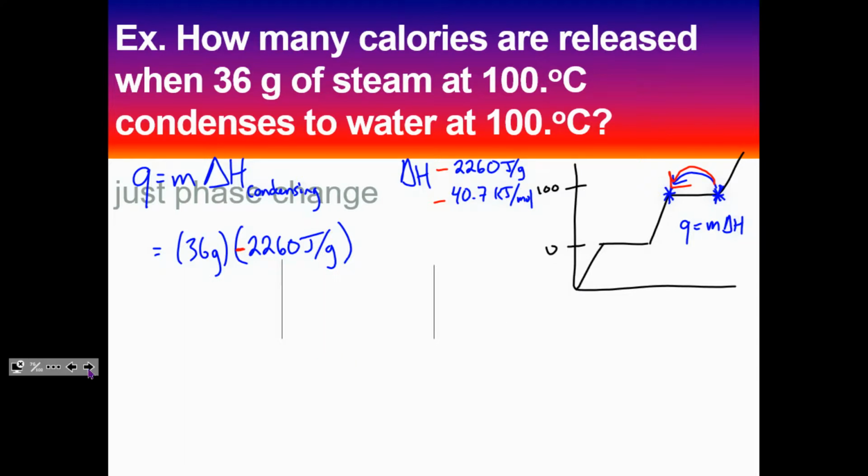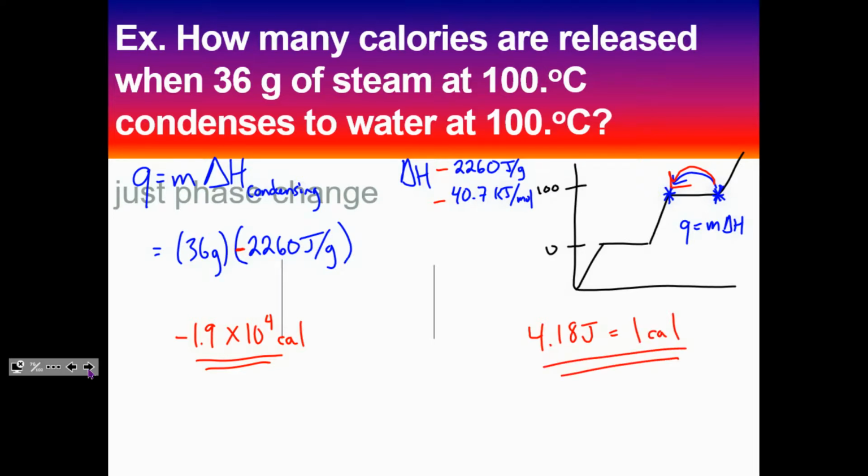And I get negative 1.9 times 10 to the fourth. And that was in calories. So what they had to do was use the conversion 4.18 joules is equivalent to 1 calorie in order to convert to get that final answer.